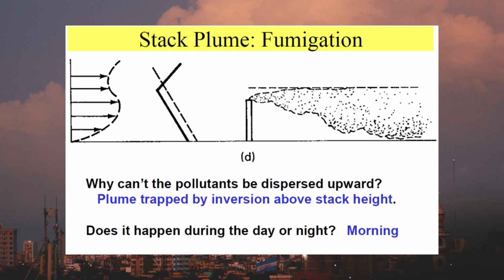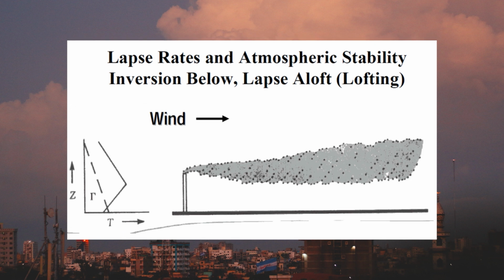And this is again fumigation, where the layer which we saw earlier, where the temperature suddenly increases after some high altitude, and the vertical movement, or the vertical dispersion of the pollutant, is totally affected by this phenomenon. And this again is like, if the temperature inversion happens at the ground level, then this sort of behavior can be expected.